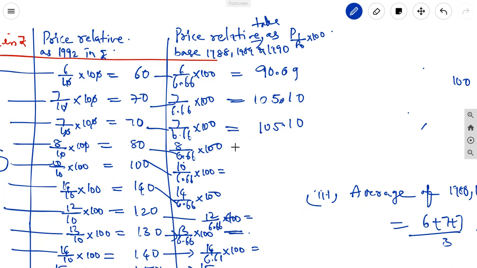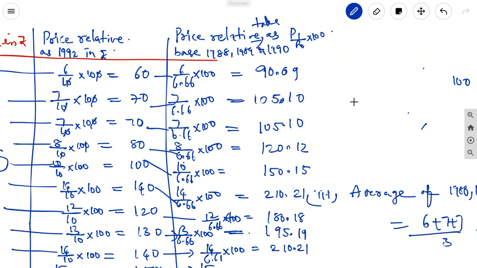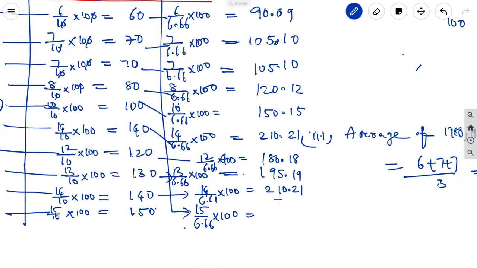8 by 6.66 into 100 is 120.12. Then 150.15, 180.18, 195.19, 210.21, 225.22. Here, when we take 6.66 as the base, then we get these values.